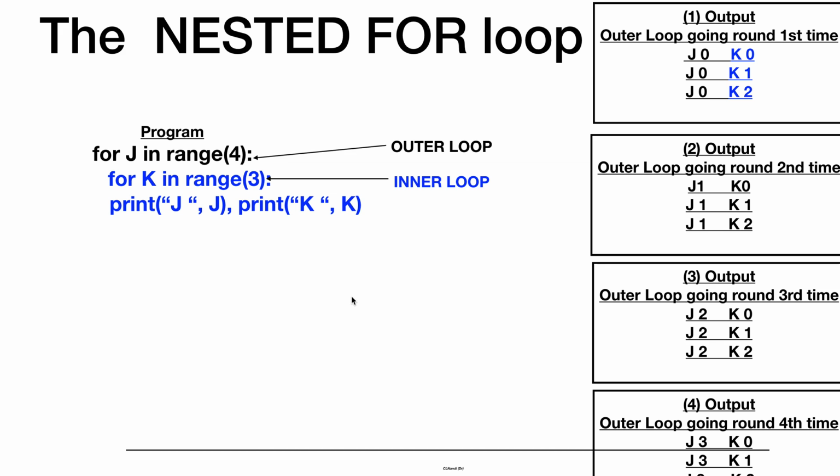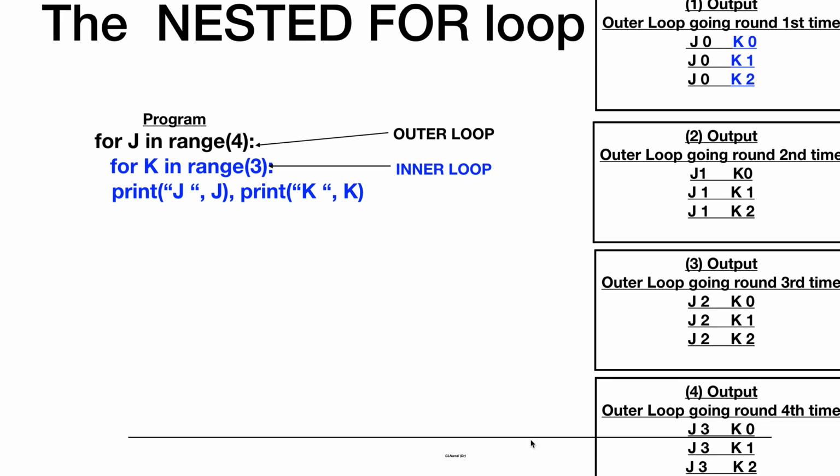Okay, last but not least, we go around this loop again for j in range 4. j is now 3, and then we execute all the statements in the inner loop for k in range 3. So print jj, print kk. k is now 0. You get j 3, the new value of j, k 0.